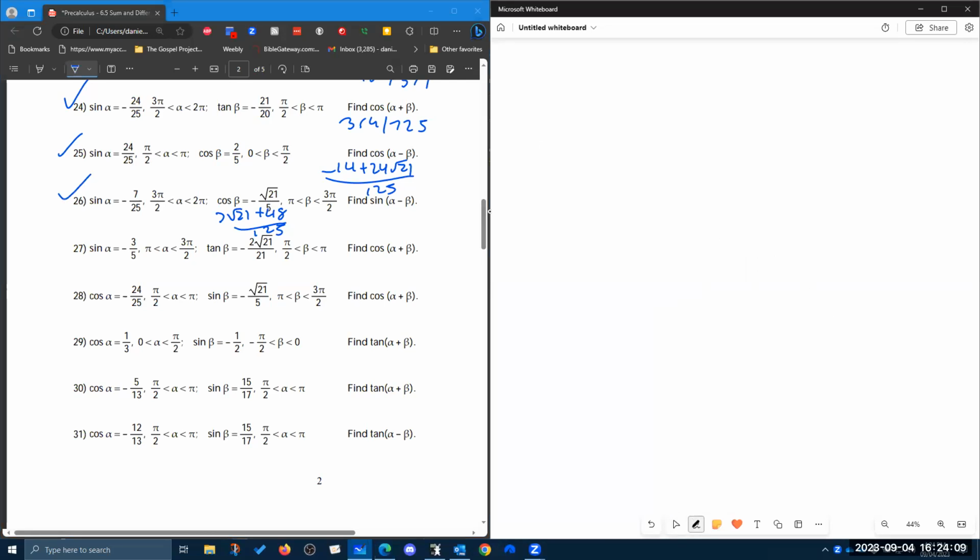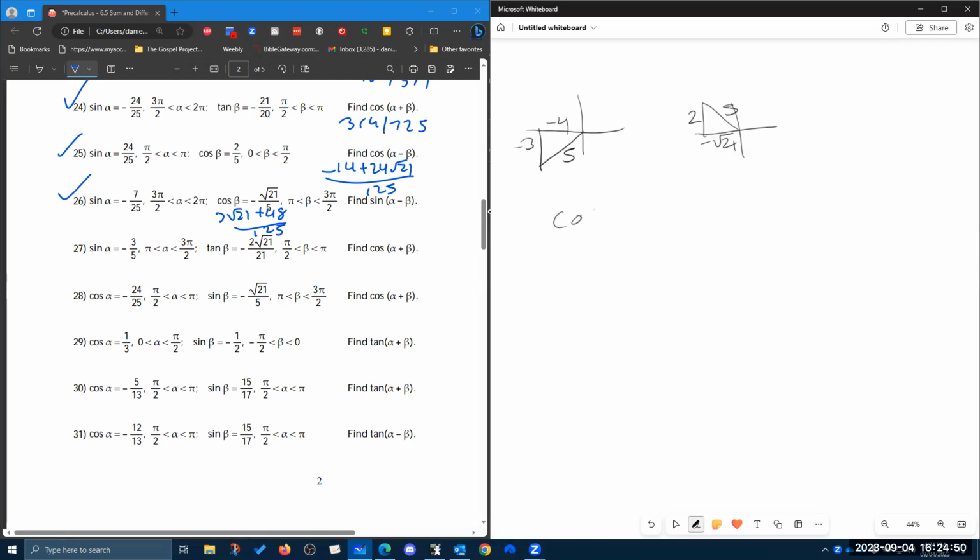Now alpha is going to be in quadrant 3 and has a sine value of negative 3 over 5. Tangent beta, beta is going to be in quadrant 2, has a negative tangent value, and that's the same as negative 2 over root 21. And so 21 plus 4 is 25, so this side is 5.